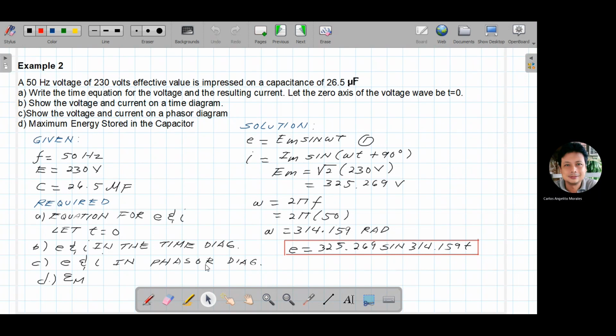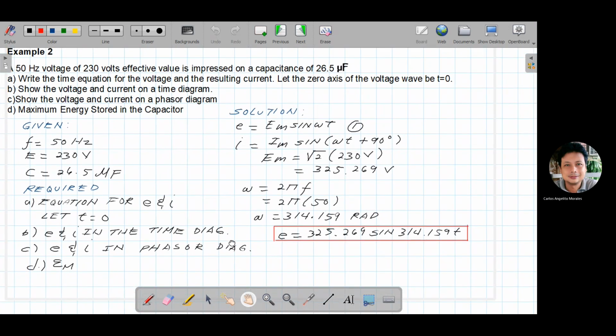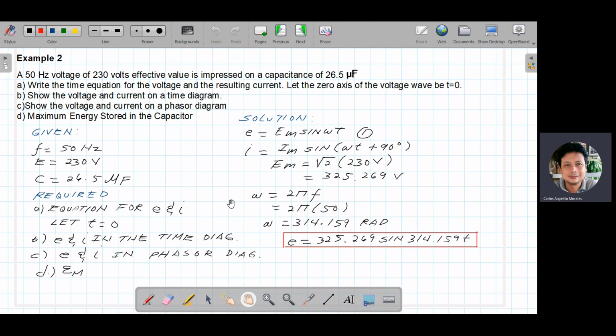So, yung solution natin, yung unang-una, equation 1, we have E equals E maximum sine omega t. And yung current naman, since capacitive ito, nagli-lead yung current ng 90 degrees, we have I maximum sine omega t plus 90.